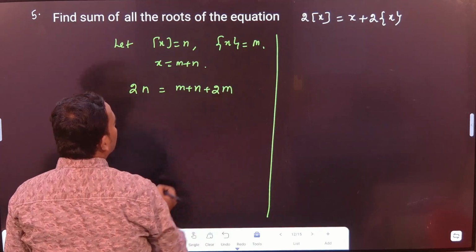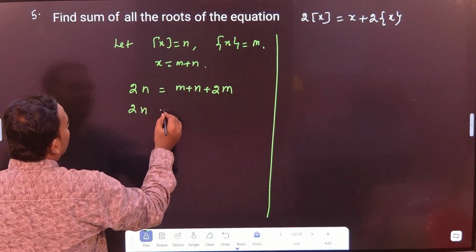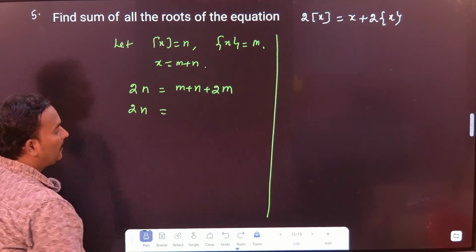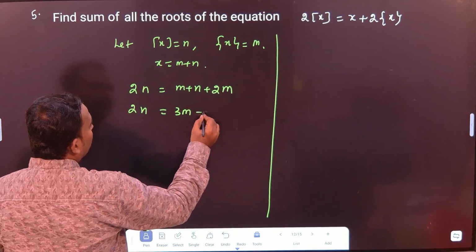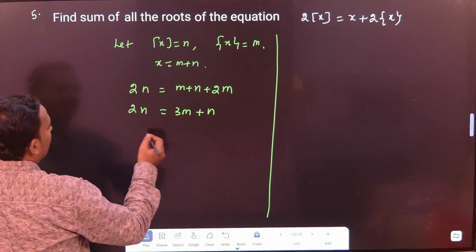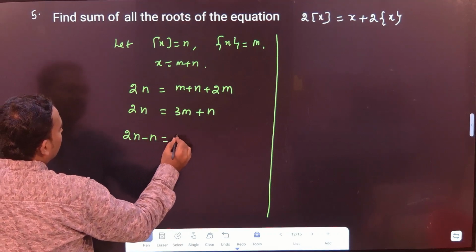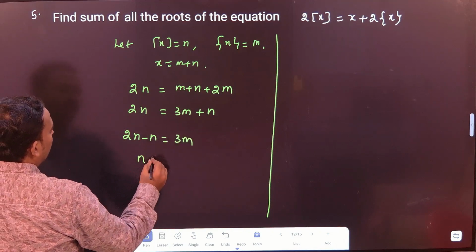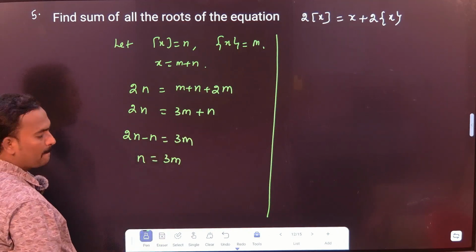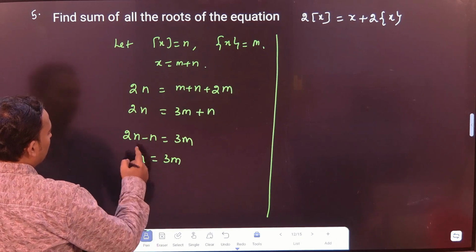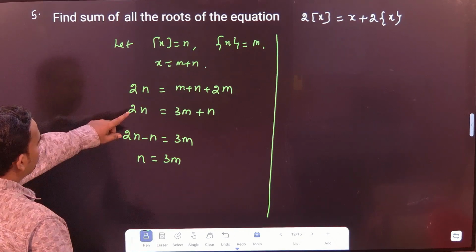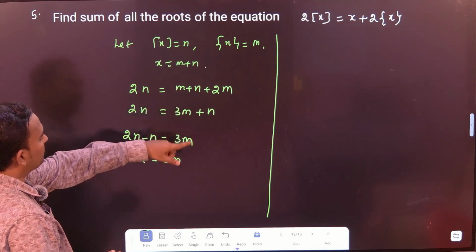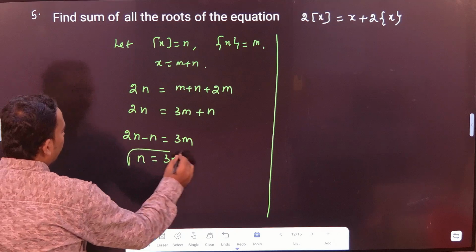So m, right? Okay. Therefore 2n minus m plus m. So 2m plus m is what? 3m plus n, right? So then how to write: 2n minus n is equal to 3m, right? Okay, so therefore you can see that n is equal to 3m. Clear? So therefore we got it, n is equal to, just you can observe that 2n minus m, you can send this, m plus 2m is 3m, yes, correct, n is equal to 3m.